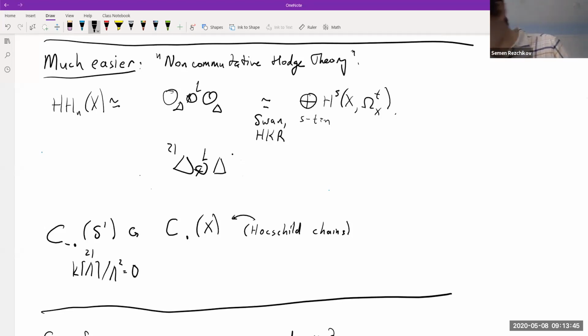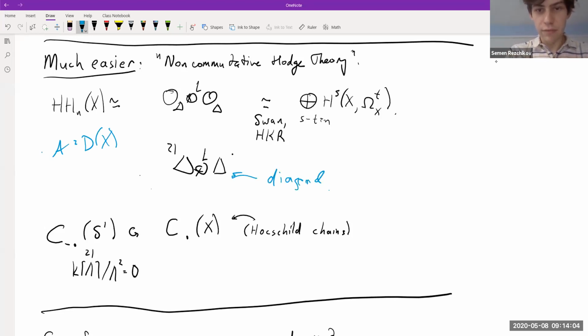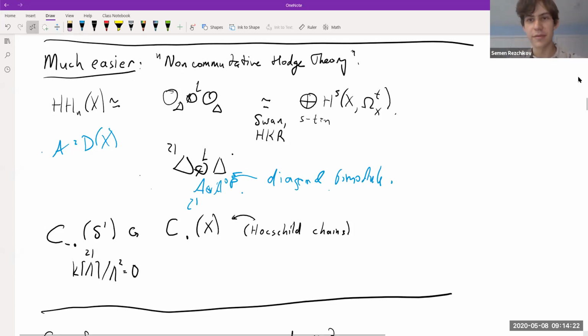Okay, that's correct. And so if you let A be the derived category of sheaves on X, the derived category of X, then there's this bimodule over A, the diagonal bimodule. And you can take its tensor product with itself in the category of A-A bimodules. And that's going to be the same thing as Hochschild homology. I'm going to denote the chain level representative of this by the Hochschild chains on X.